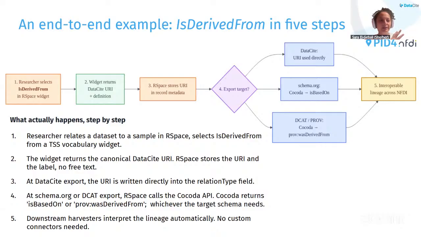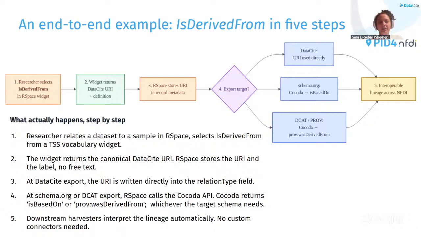So let's follow a single relationship, is derived from. That's when a researcher chooses "is derived from" in the ELN. In the case we're working on with RSpace, they choose it from a drop-down menu. That term is captured as structured data, not free text, and that's where the journey begins. The term resolves to a persistent identifier from the DataCite namespace, a permanent address, so any system downstream can look it up and get the same definition. The semantics are anchored.